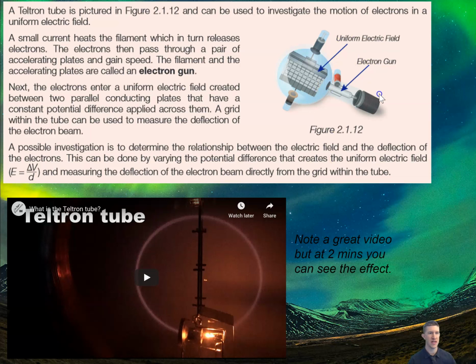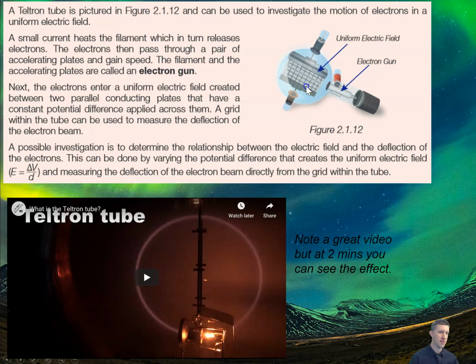So this component here is the piece that generates the electrons, and then it accelerates them and fires them across this field. So this is my electron gun. It sounds a lot cooler than it is. It's just the thing that generates high-speed electrons. Once I've got this, my electron gun then shoots them into a uniform electric field.